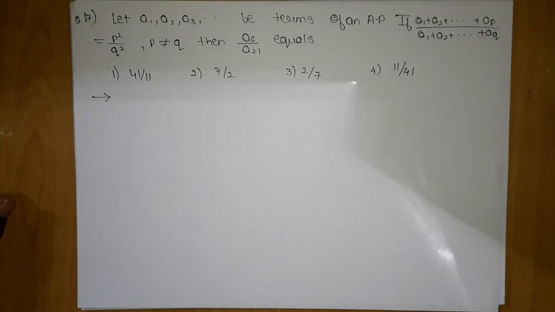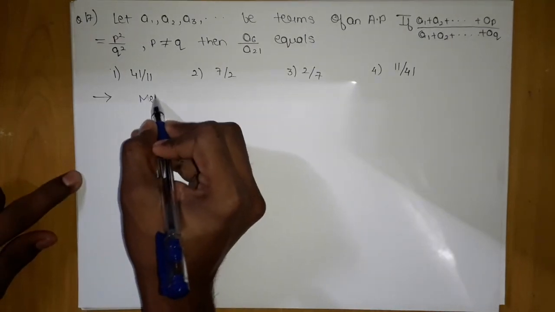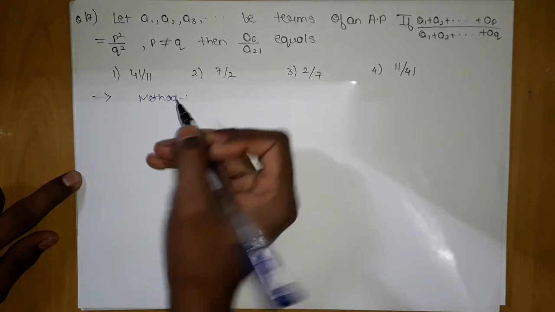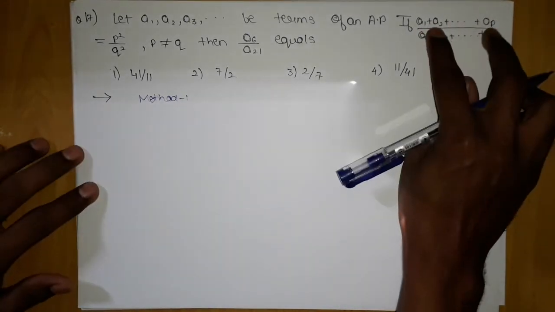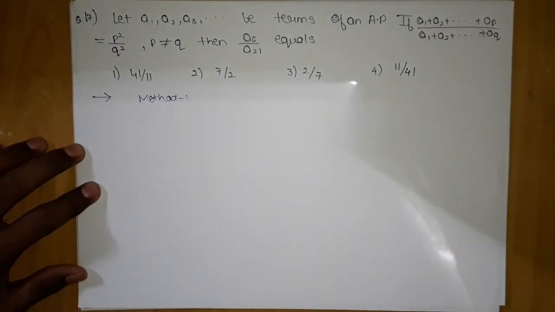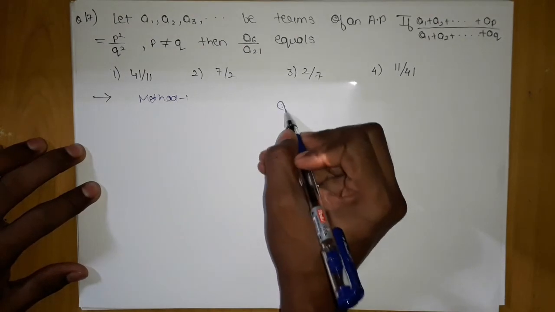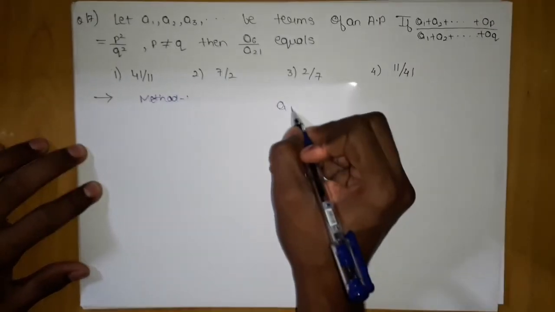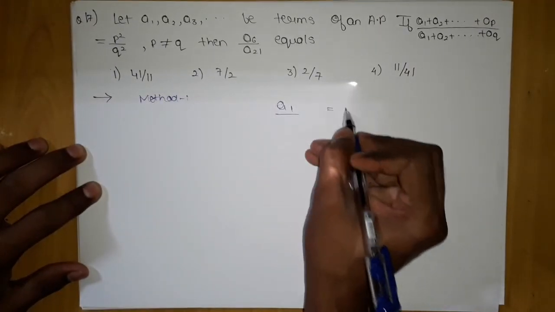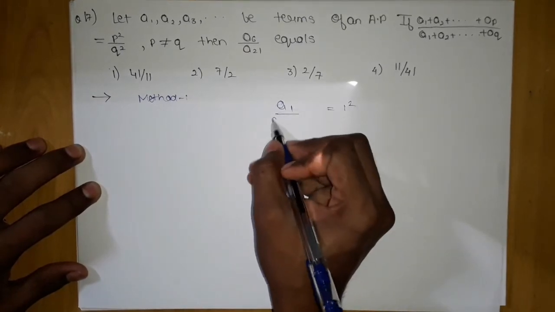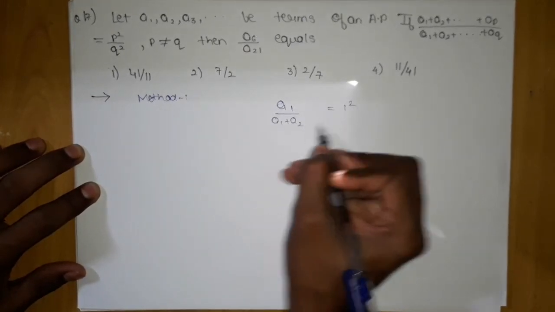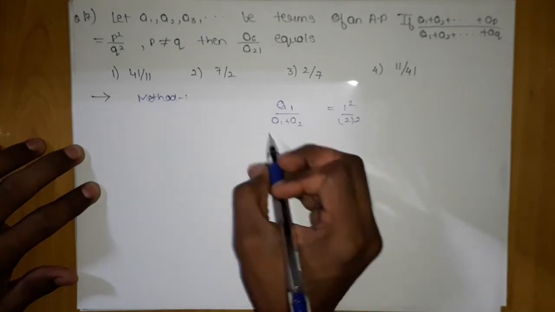Now for method 1, which is a very easy method, if this is true for any term, because p can be any term and q can be any term, why don't I take this as the first term? So my p becomes 1. Then here it will be 1 square, and this becomes my two terms, a1 plus a2, q becomes 2, so 2 square.